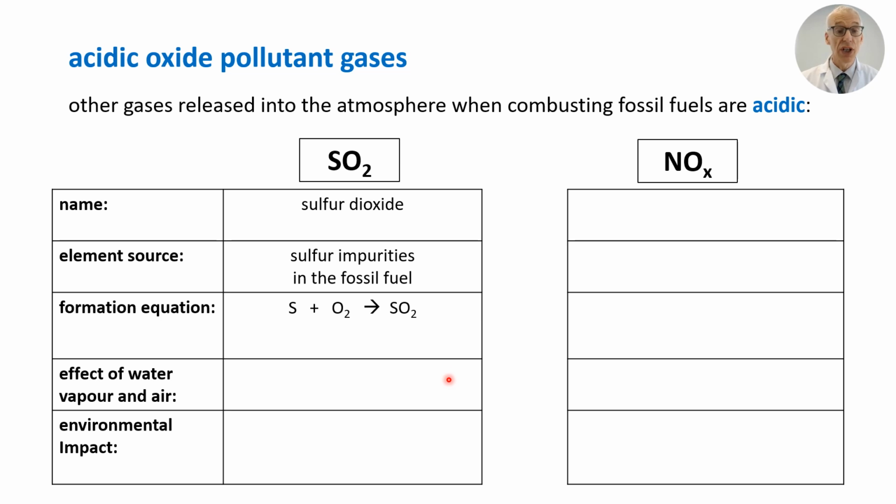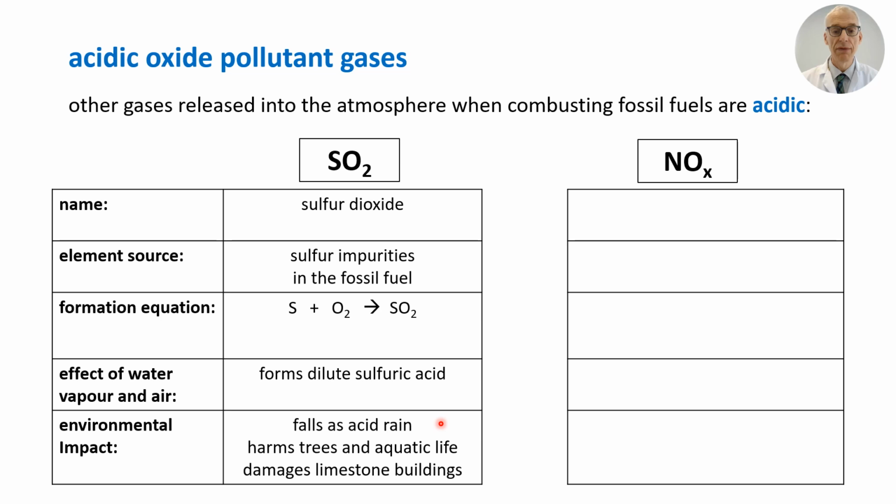That sulfur dioxide is released into the atmosphere to meet water vapor and air. It forms dilute sulfuric acid. Now, the environmental impact is that dilute sulfuric acid falls as acid rain, which harms trees and aquatic life and damages limestone buildings.